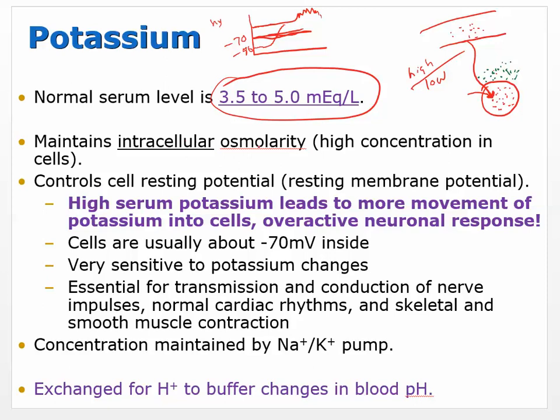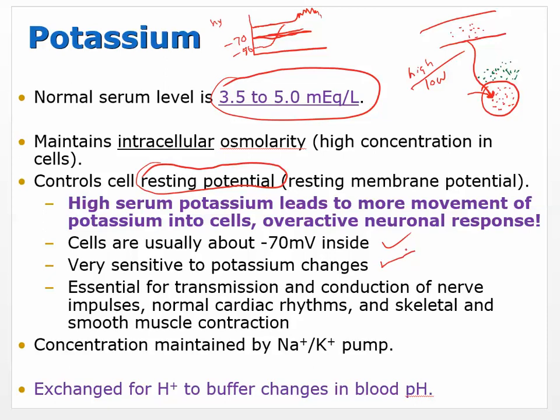So maintains intracellular osmolarity, controls cell resting potential. So your resting membrane potential. So high serum potassium leads to more movement of potassium into cells, which means that it's going to constantly kind of be depolarizing. If you really load up with sodium or potassium, then you can cause neurons to fire without anything, so without any kind of stimulation or very little stimulation. So high potassium leads to more movement of potassium into cells, overactive neural responses. Cells are usually at about -70.